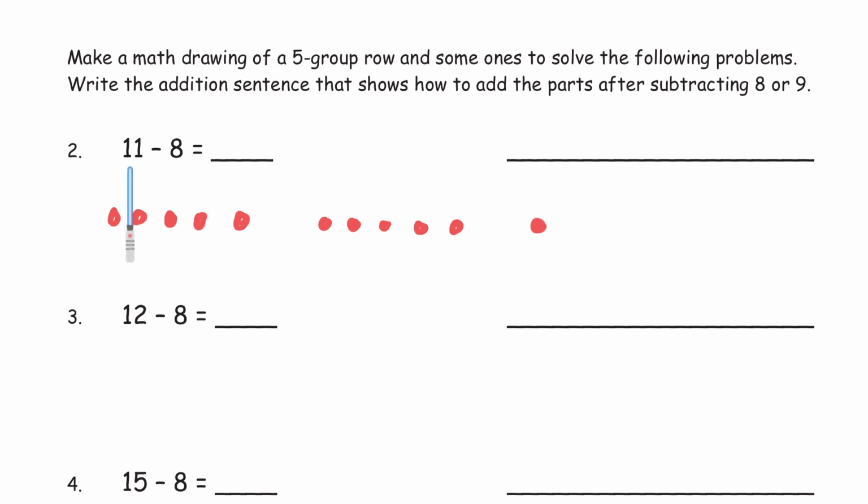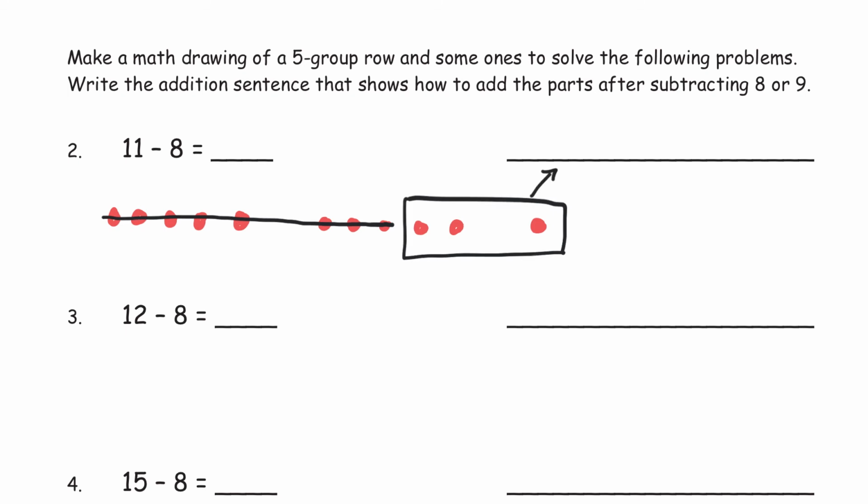Okay, so now I've drawn out my 11. I now need to subtract 8. So let me cross out 8 then. 1, 2, 3, 4, 5, 6, 7, 8. Got it. Now I need to box up what's left and then add up. But they want us to add up on this line right here. Easy peasy, we got this. Let's go ahead and put that in.